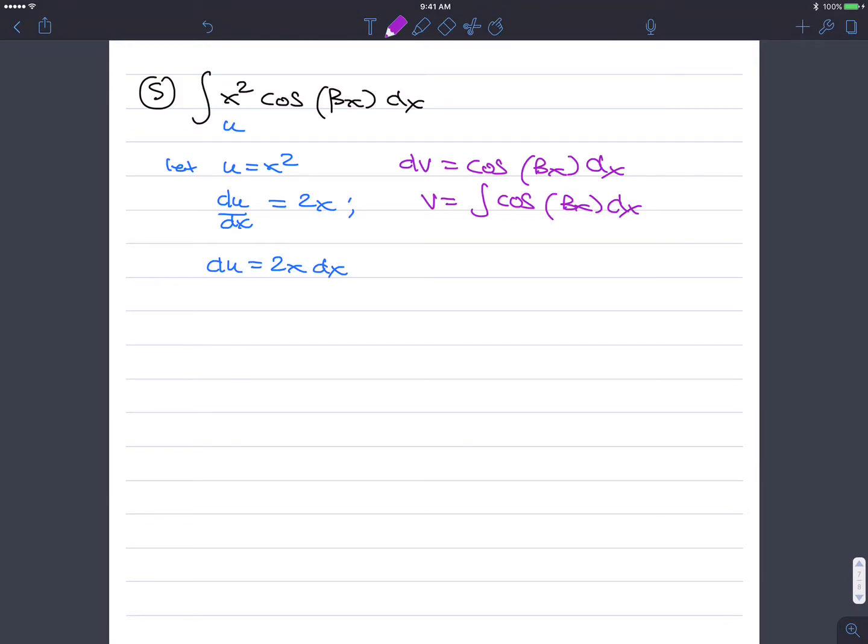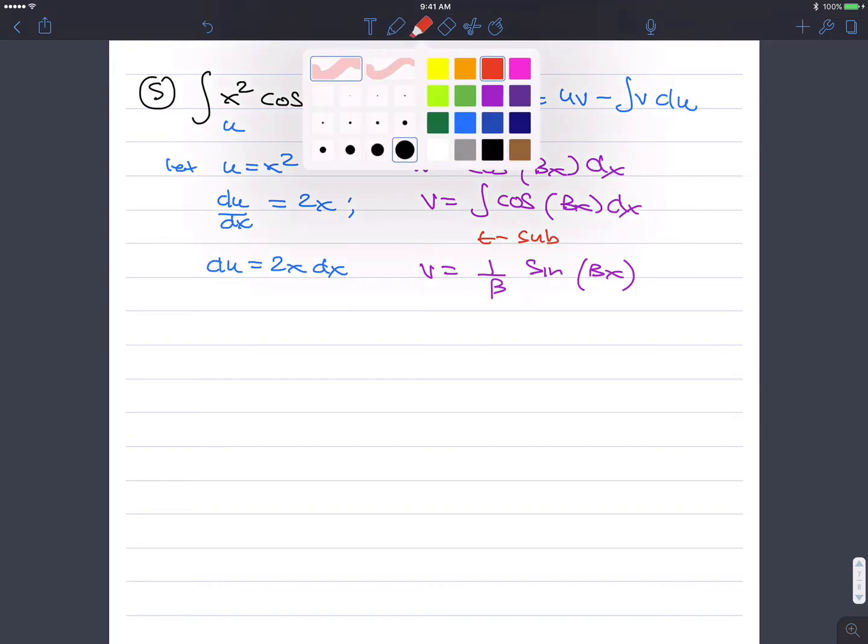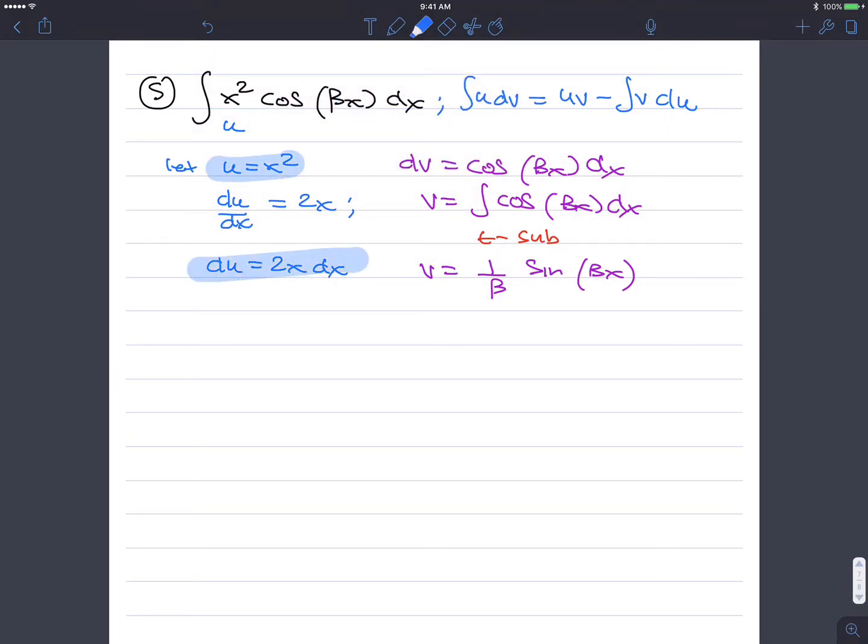Now, again, we'll have to use t sub. And when you do, you'll find that v will become 1 over beta sine beta x. You'll find that by using t sub as we did earlier. Derivative of sine is cosine. Okay. So, now let's use our format. Remember, the integral of u dv is uv minus integral v du. We know what u is. u is x squared. du is 2x. v is what you see here.